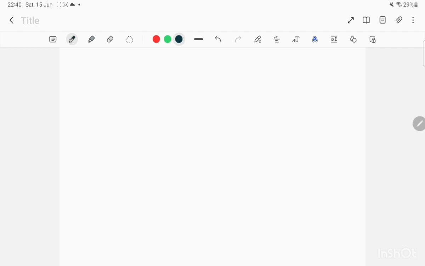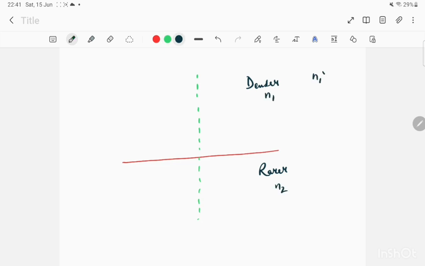Now let us study a special case. We have an interface. This is our rare medium. So this is a special case. Again we have a normal drawn at the point of incidence. This is again N1, N2, N1 greater than N2. Now if the ray of light is incident at a special angle, so this is our theta I and this is a special angle.